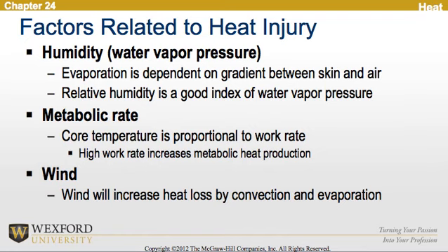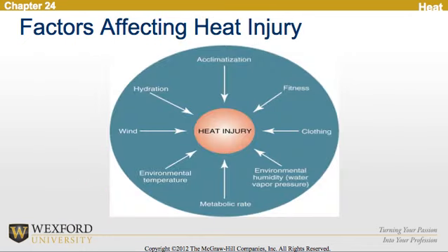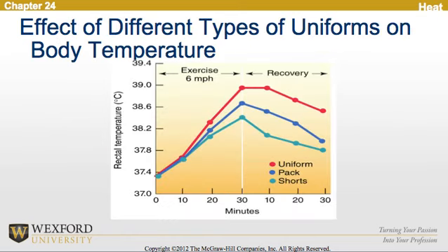of water vapor pressure. Also, you would need to consider the metabolic rate, where the core temperature is proportional to the work rate. What we see is that a high work rate increases the metabolic heat production. In addition, we would want to factor in wind, because wind will increase the heat loss by convection and evaporation. The diagram below shows all the factors that affect heat injury. In addition, in this graph, we see the effect of different types of uniforms on body temperature.